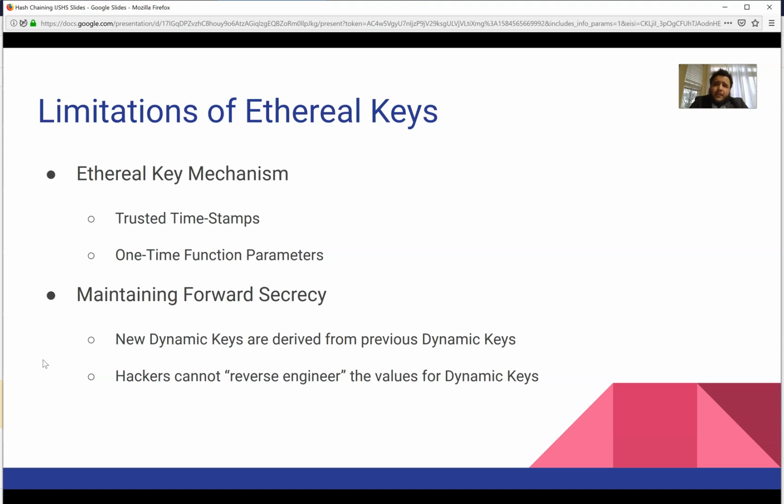Forward secrecy is a concept that any iterative linear keys cannot be derived from previous keys. In most successful methods of creating dynamic keys, new keys are created from previous dynamic keys, which could be a potential weakness. For a security mechanism to maintain forward secrecy, hackers must not be able to reverse engineer the values for previous dynamic keys to predict any future keys, which is not an easy problem to solve.